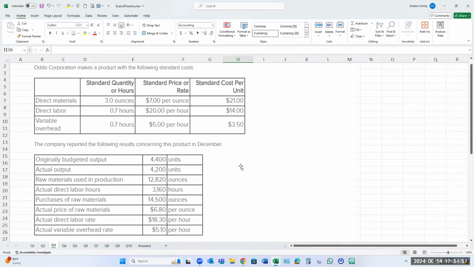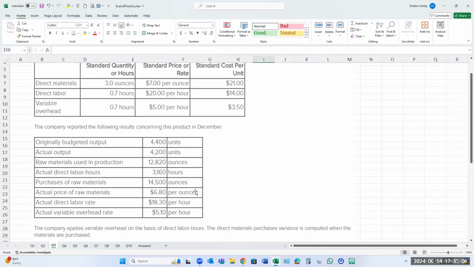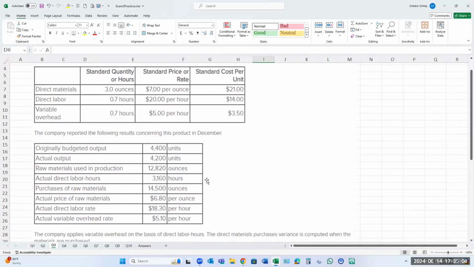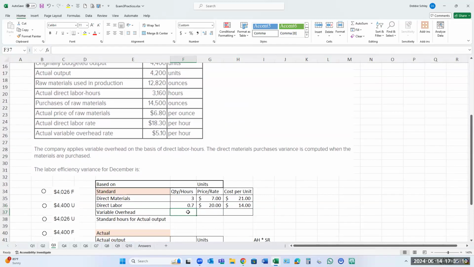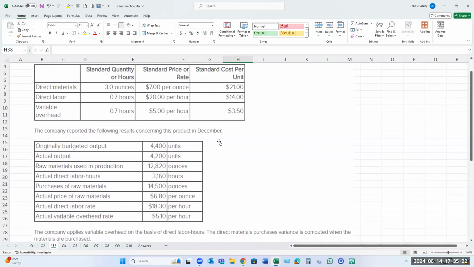27, 20, and 14. And 0.75 and 0.75, 3. Okay, so I copied those things down.